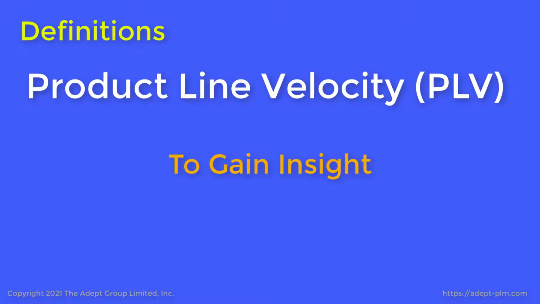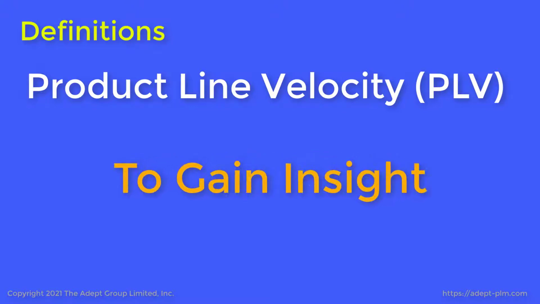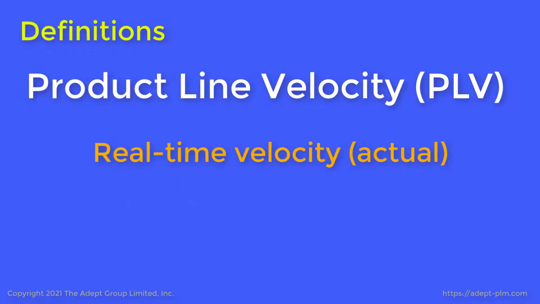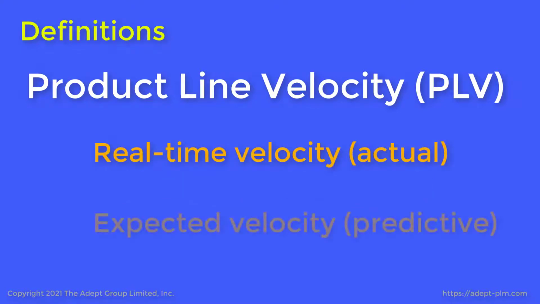The purpose for the velocity measure is to gain insights about what's helping the product line and what's not. To do this, companies need both a real-time view of the value and a predictive view that reflects what's expected for a product line's velocity going forward. For example, it may be a view of what the velocity has been for the last 12 months and a view of what's expected over the next 12 months.